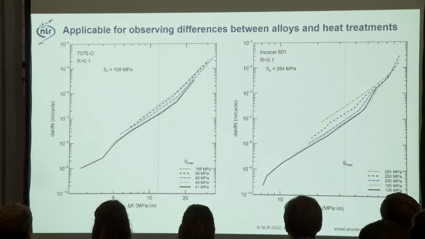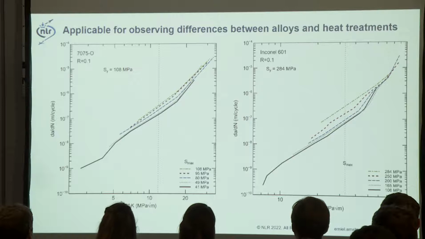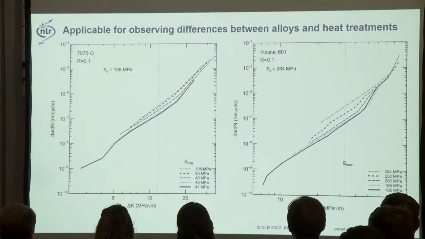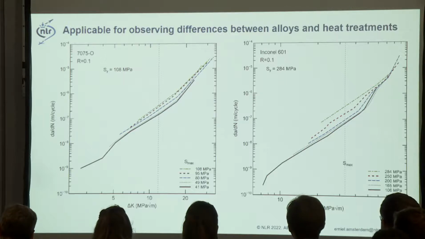So we also applied this to the 7075 material annealed for different maximum stresses and also Inconel 601. And here we observe that we get different crack growth rates as a function of the maximum stress. So we plot here the crack growth rate as a function of delta K, where the maximum stress is included, but still we see an effect of the maximum stress on the crack growth rate.